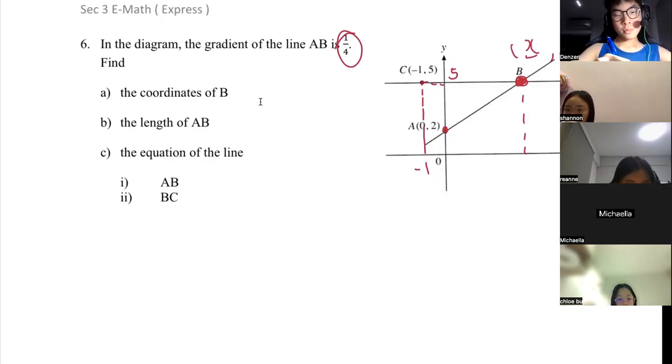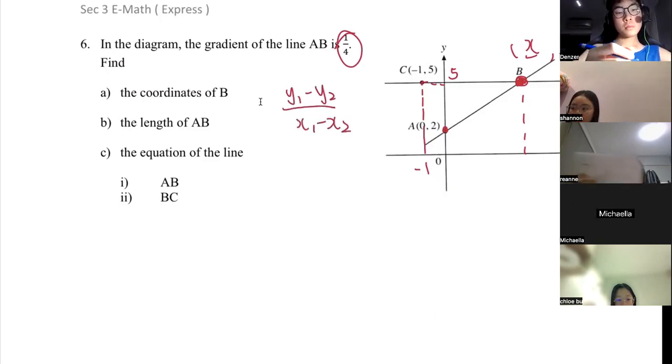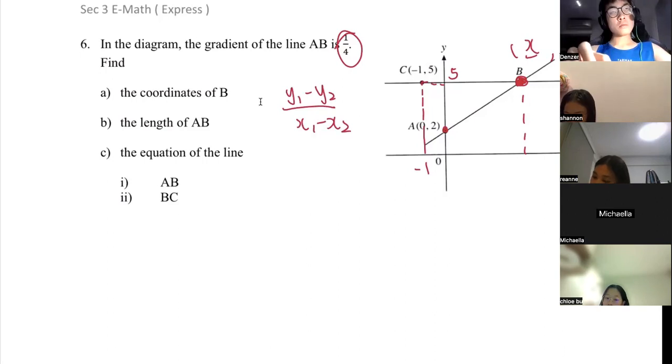If y'all cannot remember, I know y'all don't have the notes with y'all. Formula for gradient, it's y1 minus y2 over x1 minus x2. Only Shannon.